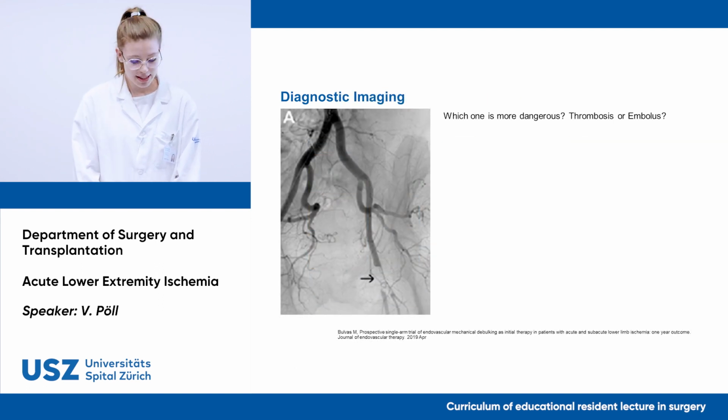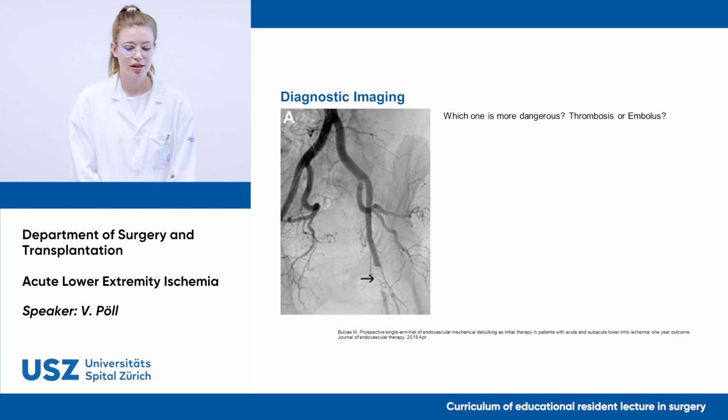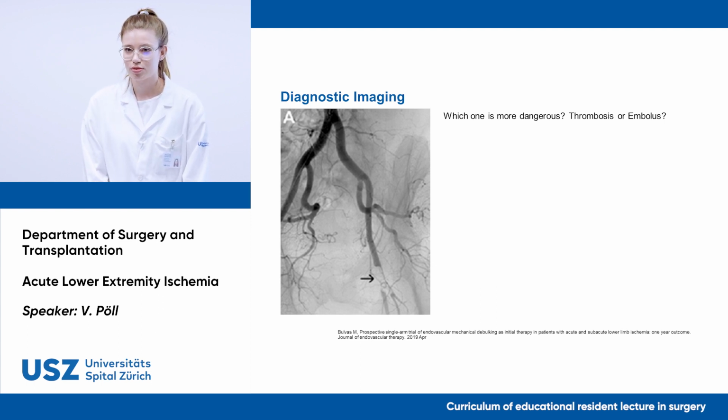So what we can see here is a left common femoral bifurcation embolism, represented by this black arrow. So which one do you think is more dangerous? Is it thrombosis or is it embolus?